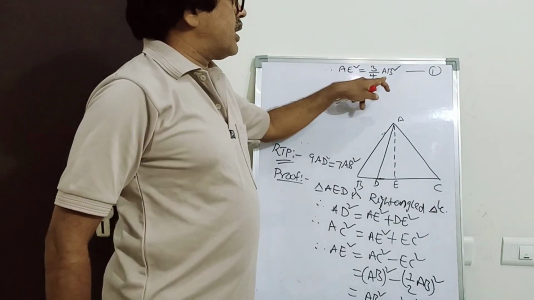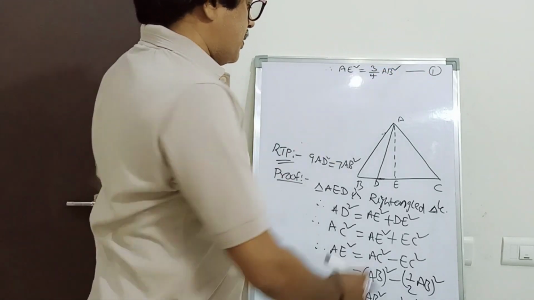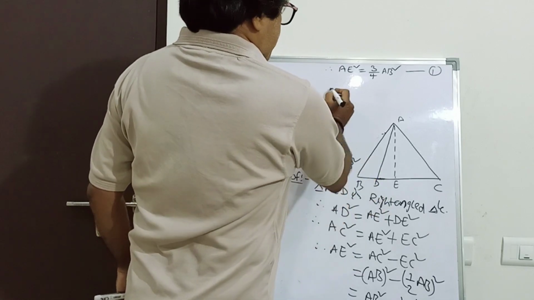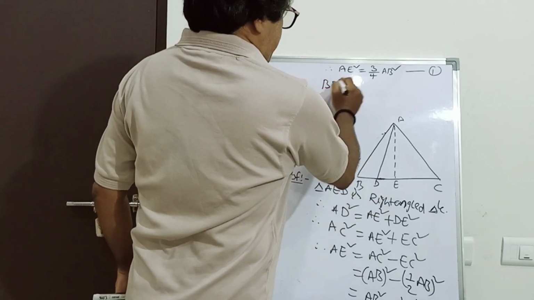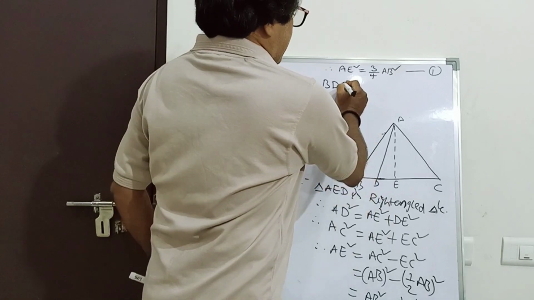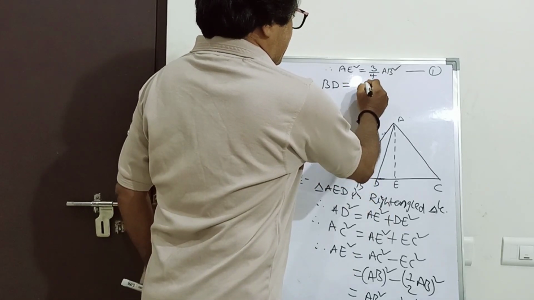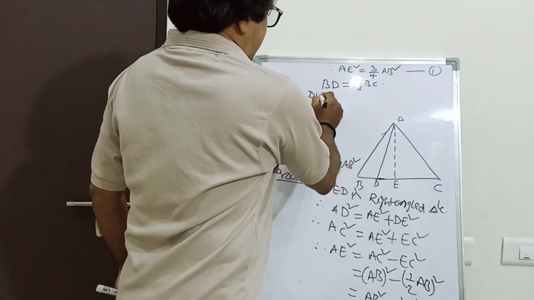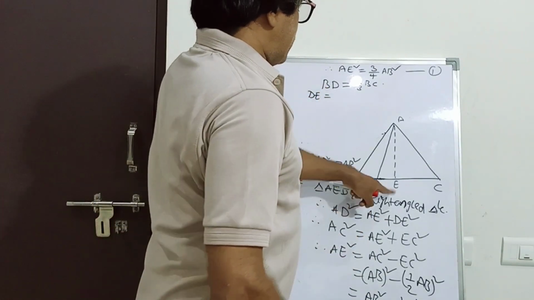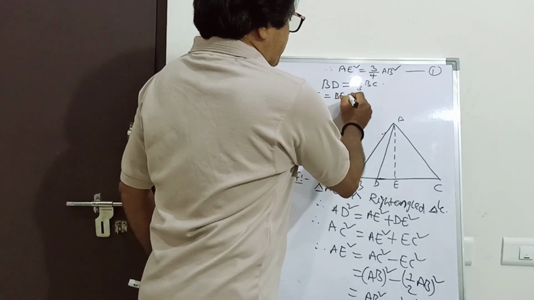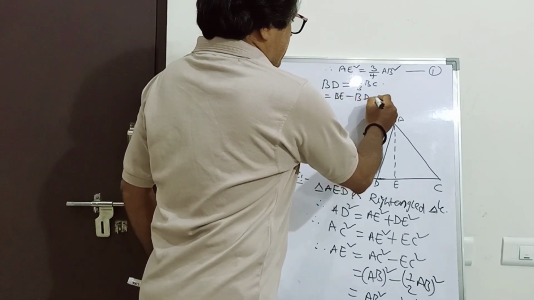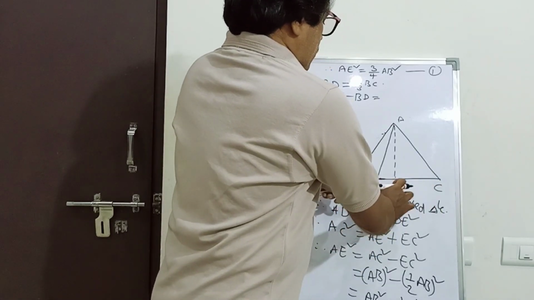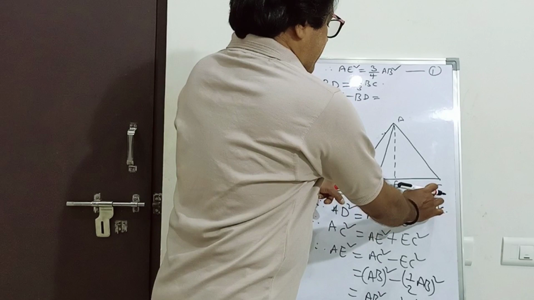Here AE square is equal to 3 by 4 AB square. But observe this figure. BD is given to be equal to 1 by 3 BC. If you want to find out DE here, DE is equal to BE minus BD. BE is equal to EC.